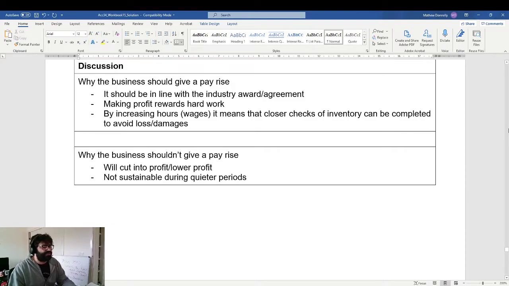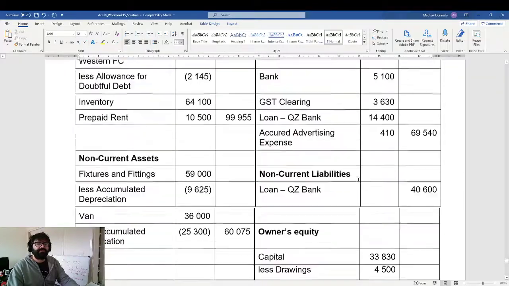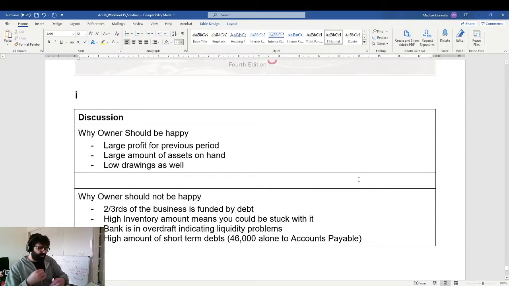When you write your answer, it should not be in dot point form. It should be in full sentences. I'm only doing dot points for discussion purposes. Okay? Next, we've got the balance sheet, and we're going to look at H, discuss whether the owner of Omnisports should be happy with its financial position as at the 31st of October 2025. So we're going to go why the owner should be happy, why the owner shouldn't be happy.